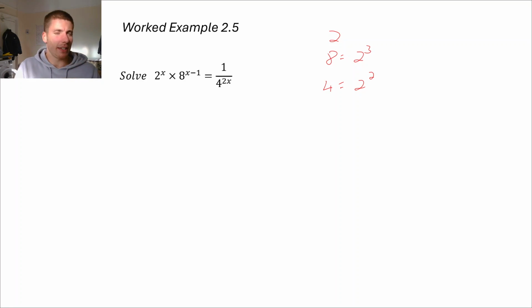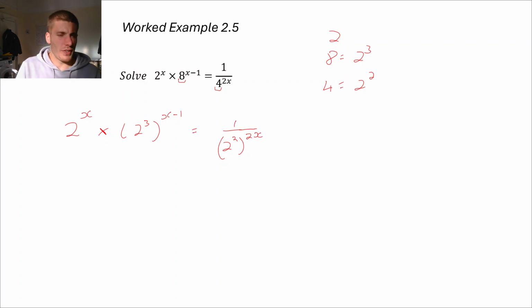So let's rewrite the equation. We've got 2 to the power of x times 8, which I'm going to write in a bracket as 2 cubed, and that is being raised to the power of x take away 1. And that is equal to 1 over 4, which is the same thing as 2 squared. I've just put it into a bracket, and that's being raised to the power of 2x.